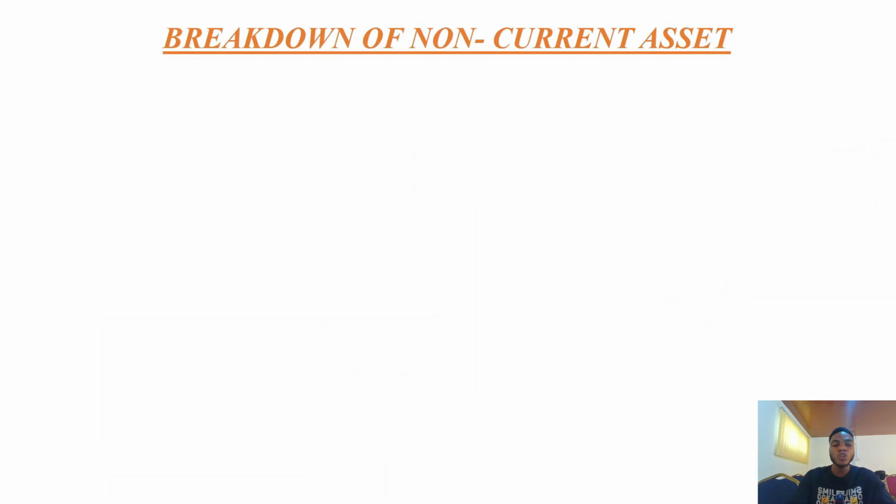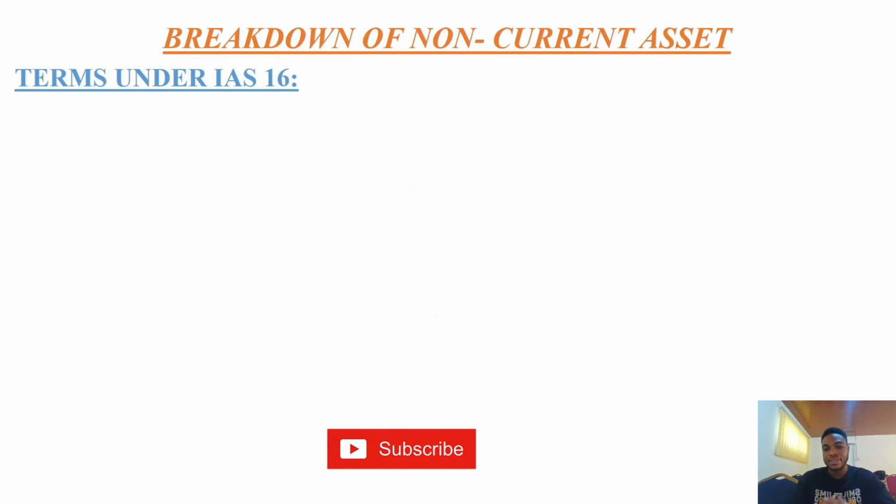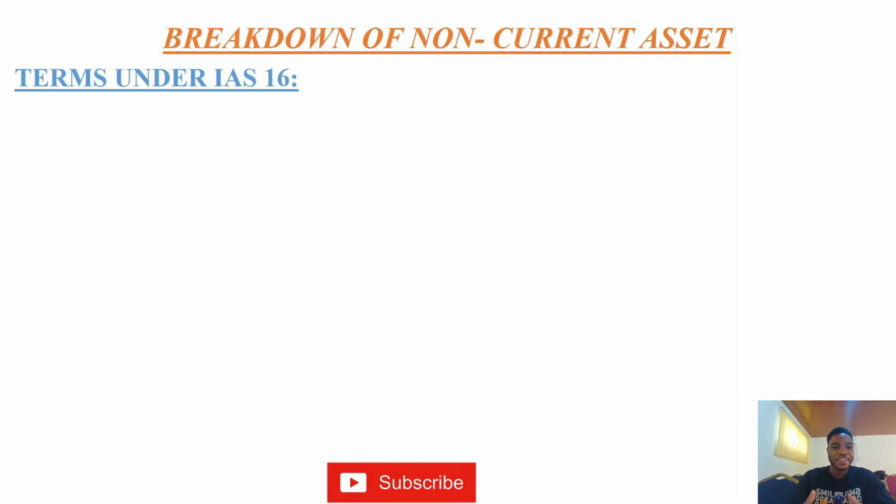Now, for you to also understand IFRS 16, there are certain terms that you must be abreast with, okay? There are certain terms that you must be familiar with. First of all, when you are talking about the principle, we're talking about the cost of an asset. I want you to understand these basic terms before we even dwell into the principles, right?